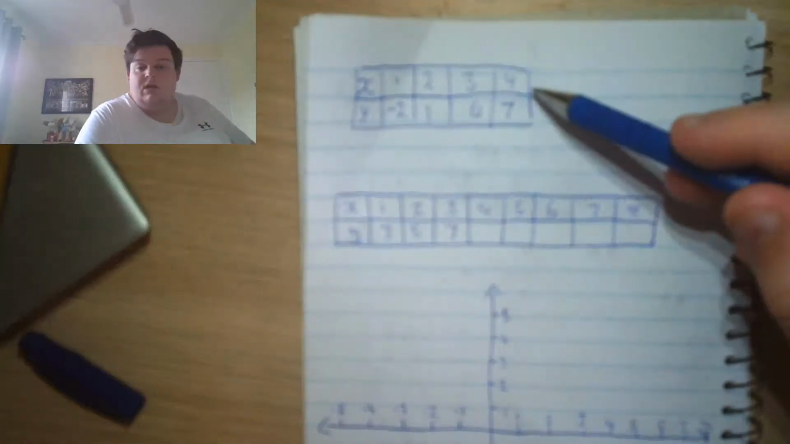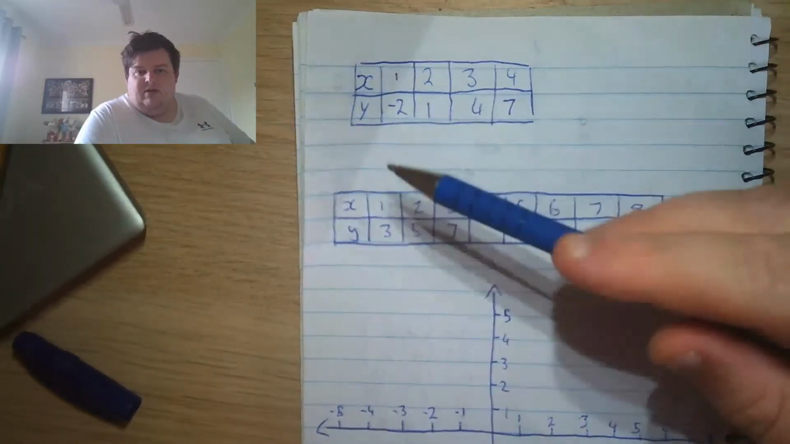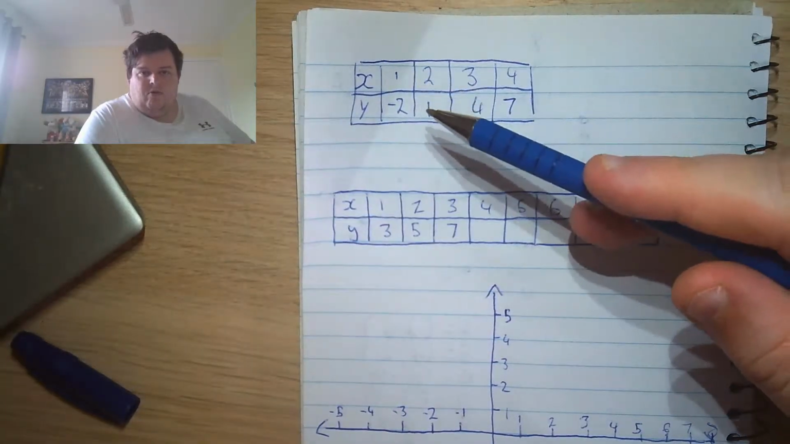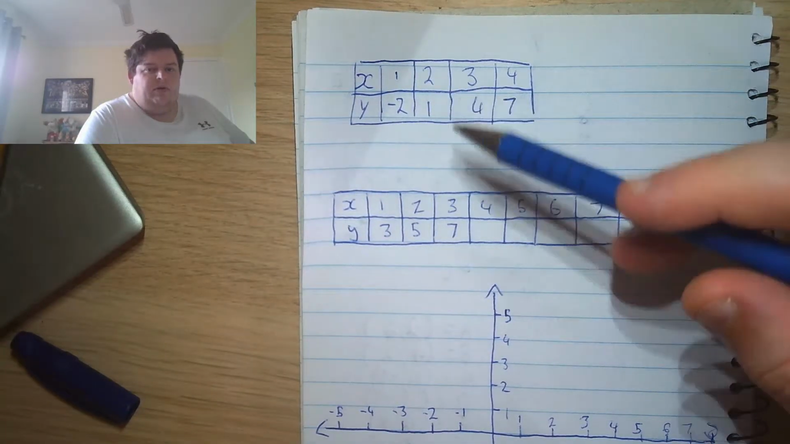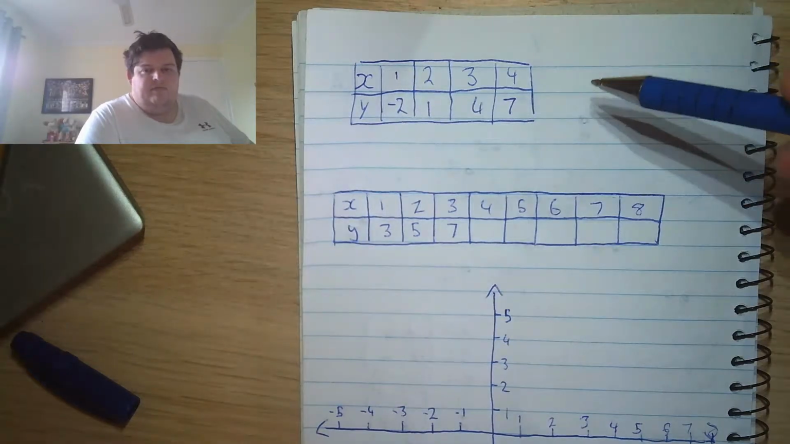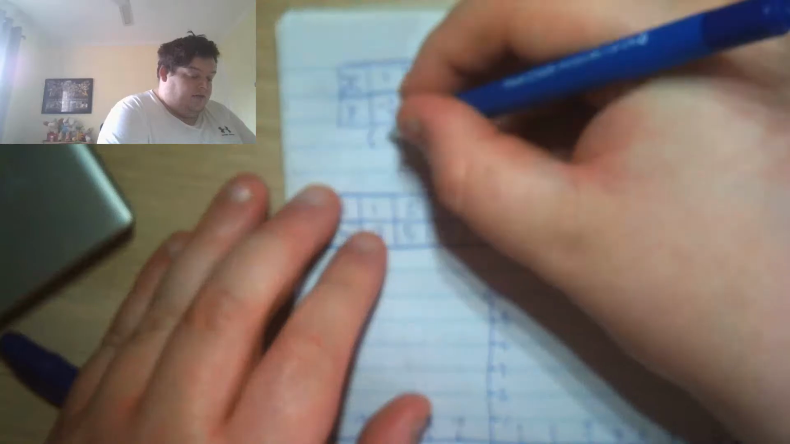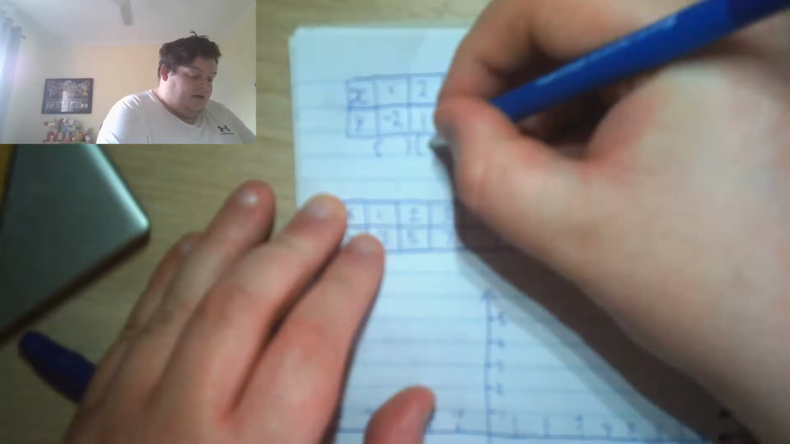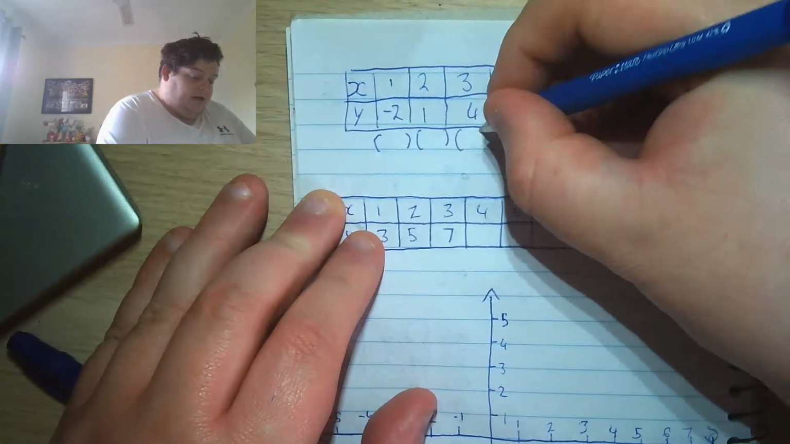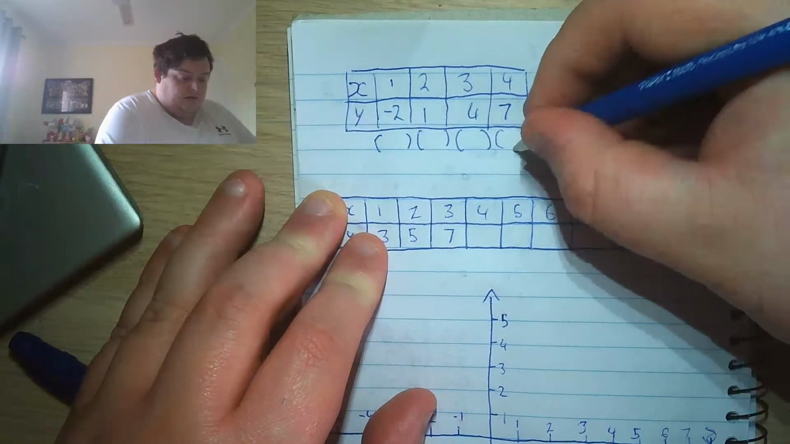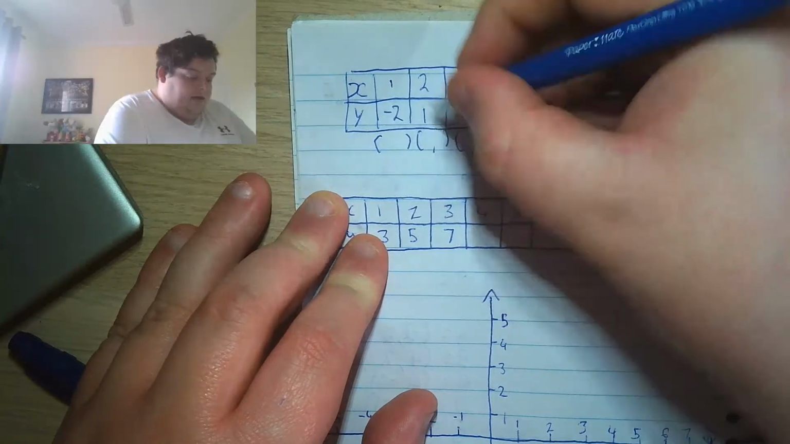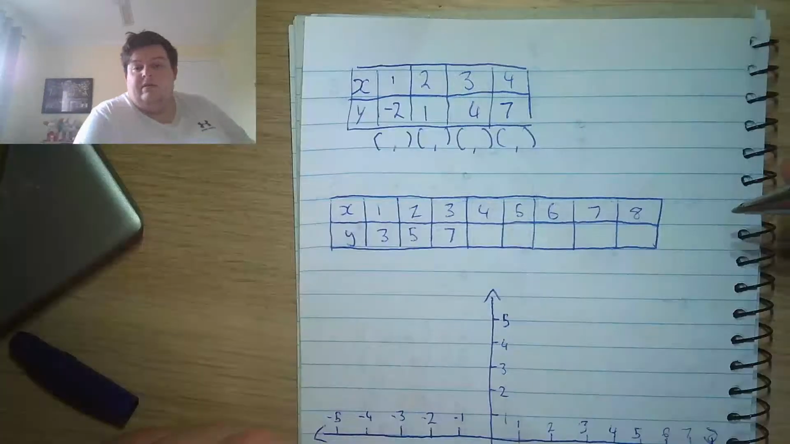Right? This is my table of values. I've got X, I've got Y, right? And what I want to do is plot this onto a graph. Now, the idea being that underneath each of these points, I should be able to write in the coordinate for where they're going to be plotted. And that is purely based off that graph.